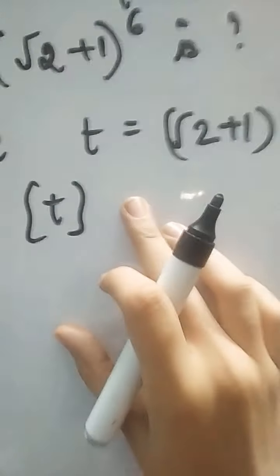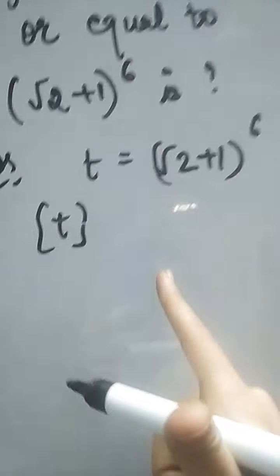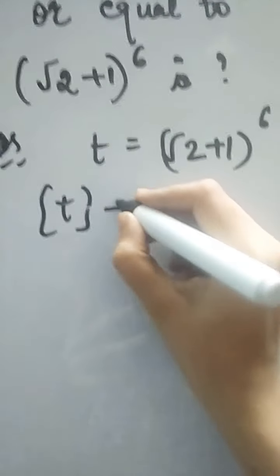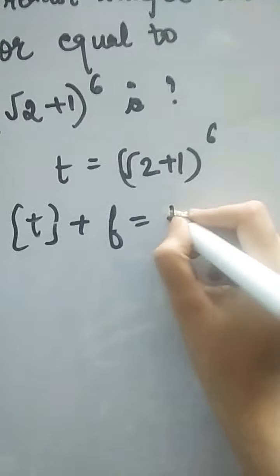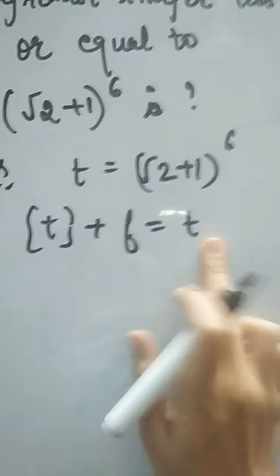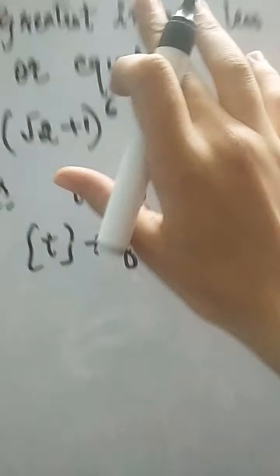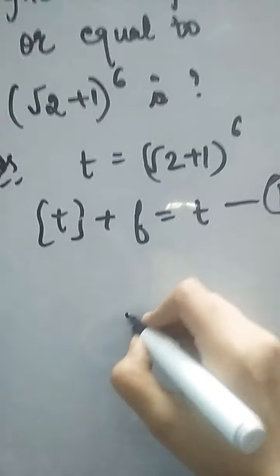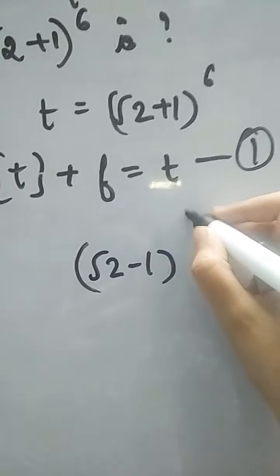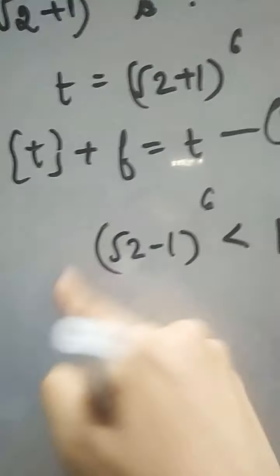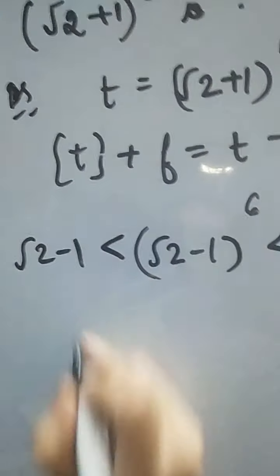Now we know that this is our greatest integer function. If we write it like this, the greatest integer function plus some fraction will make up our value again. So our value will be the greatest integer function plus some fraction. Let it be f. Now the greatest integer function is less than our given value, so this fraction has to be less than 1, but it will be greater than 0.